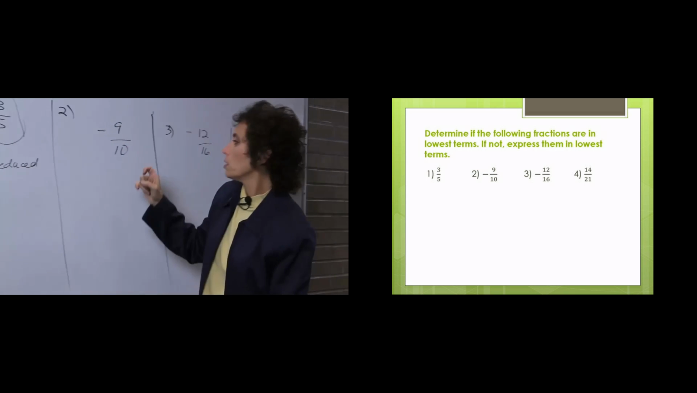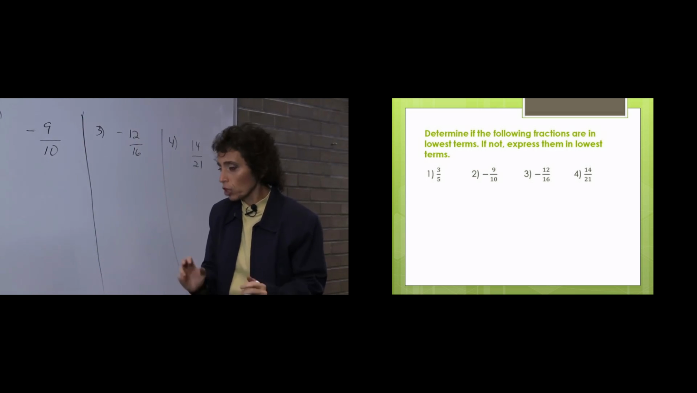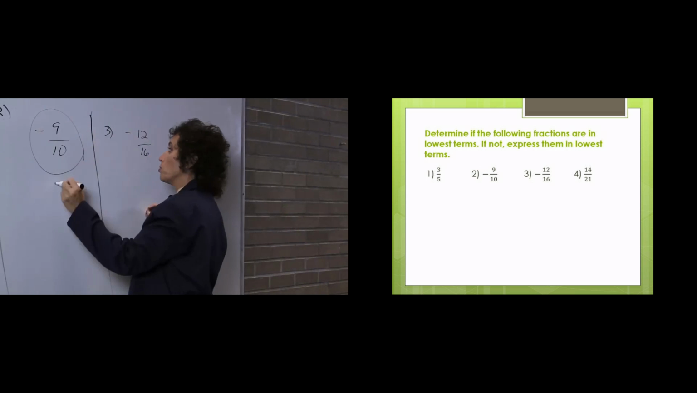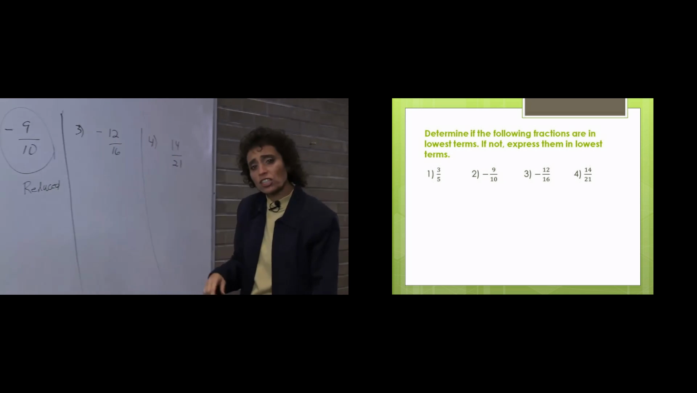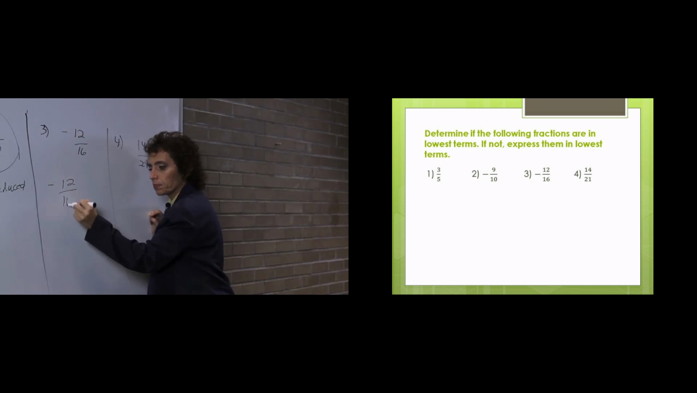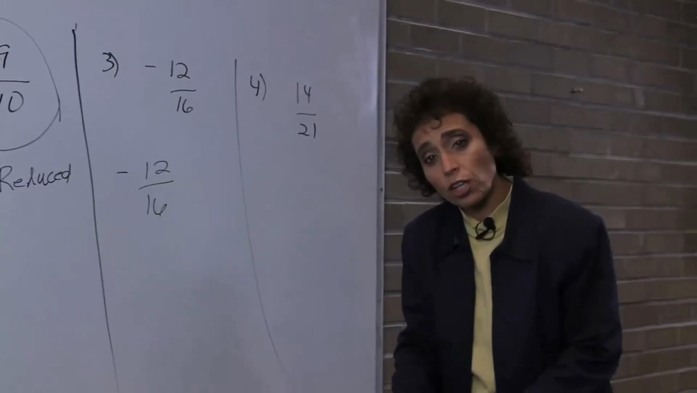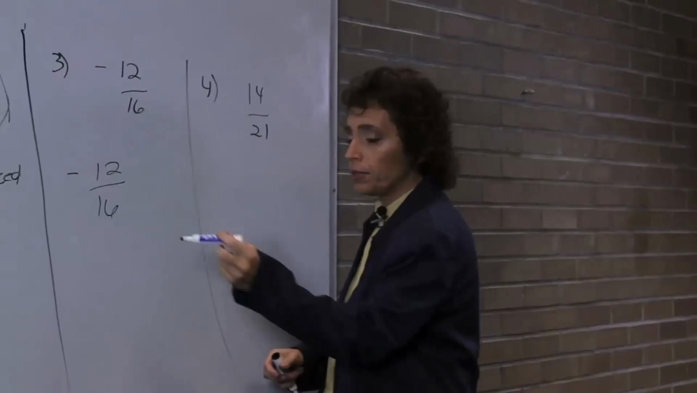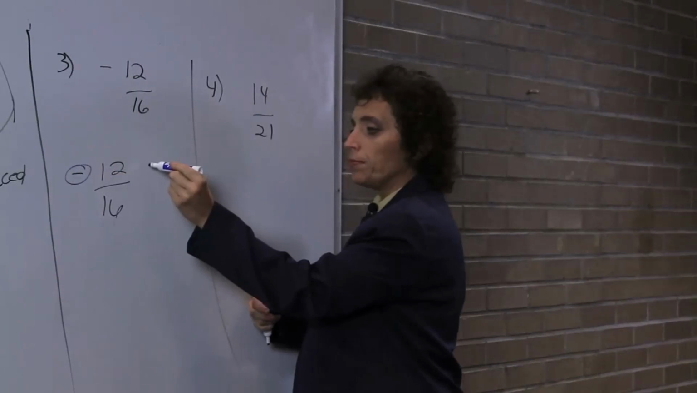How about 9 and 10? Having trouble again? Good. There is no number. Reduced. How about 12 and 16? Don't worry about that negative. But how about 12 and 16? Yep, there is a number. That number is 4. You could have started with 2, but 4 goes into both of them. Okay? And disregard this negative, or just bring it down when we're done.